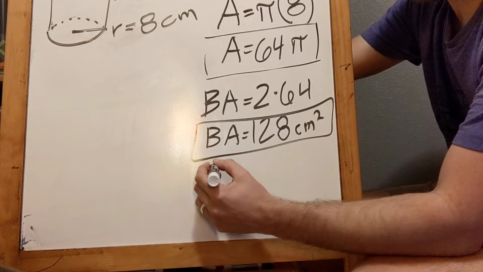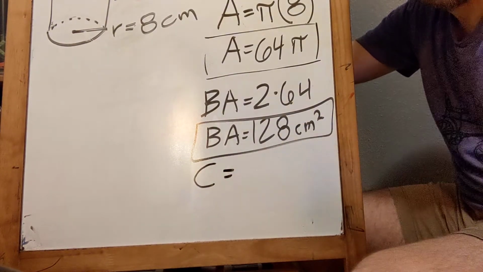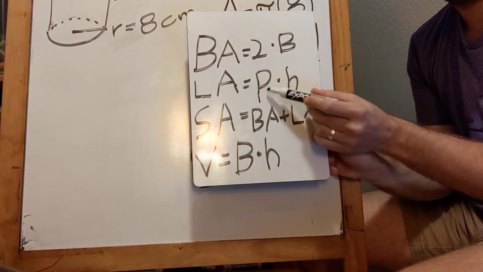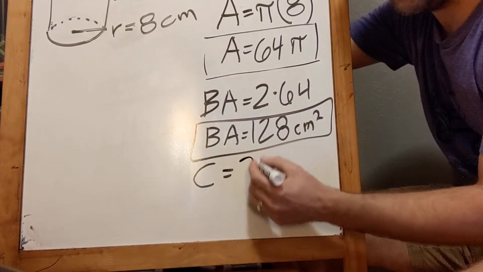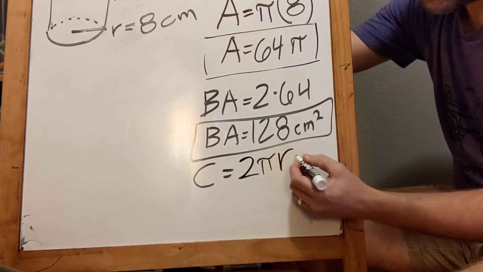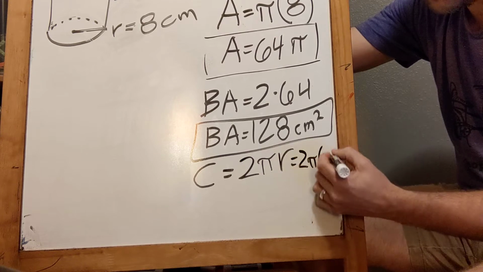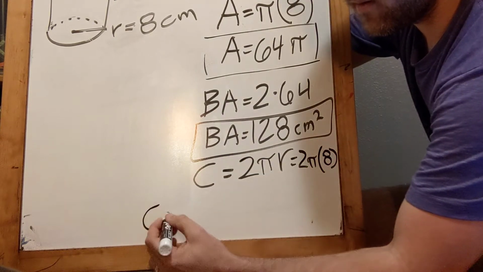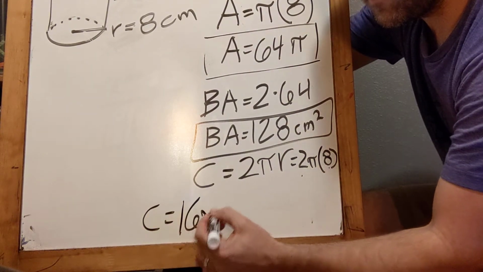Then we also need to find the lateral area, which is going to be first to find the circumference. Instead of finding the perimeter, we're going to find the circumference. So when I say here that we're finding the perimeter, we're actually going to find the circumference. Circumference is 2 pi r, which for us is 2 times pi times 8. So then the circumference is 2 times 8, which is 16 pi.